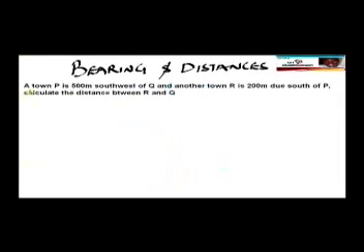Our example here says a town P is 500 meters southwest of Q, and another town R is 200 meters due south of P. Calculate the distance between R and Q. Now let's begin here by showing these points with our cardinal points.